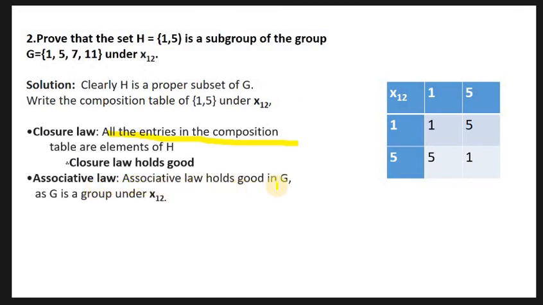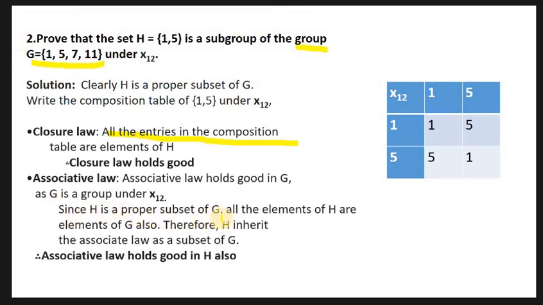Associative law holds good in G, as G is a group under multmod 12. See, by the data we know that G is a group under multmod 12. So, associative law also holds good in G. Since H is a proper subset of G, all the elements of H are also the elements of G. Therefore, H inherits the associative law as a subset of G. Therefore, associative law holds good in H also.